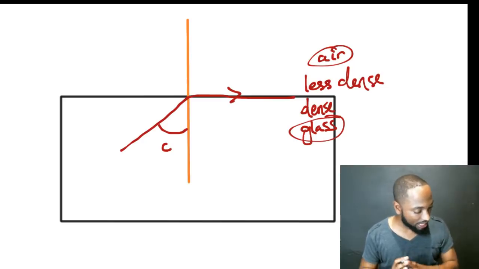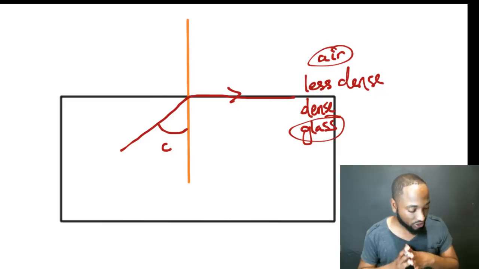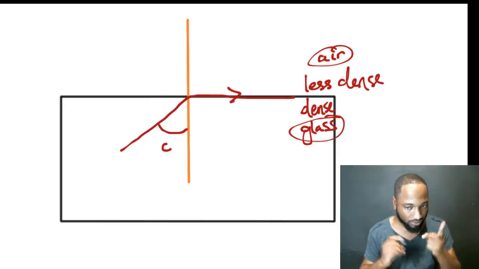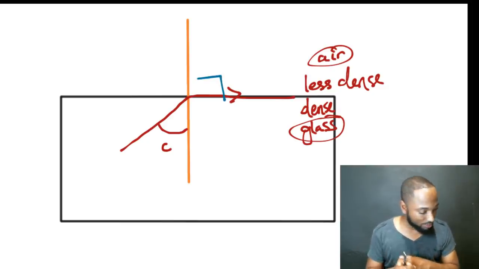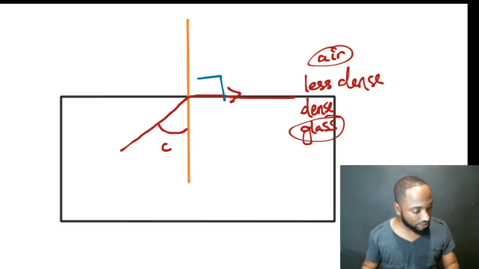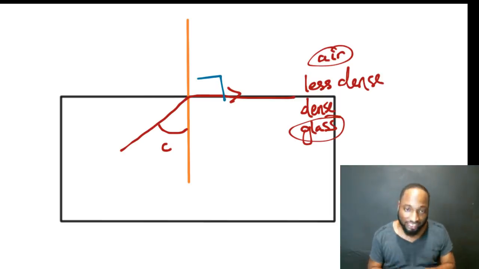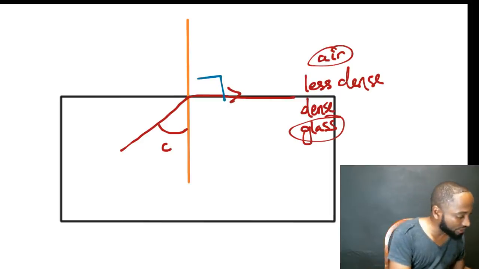The critical angle is the angle of incidence that gives an angle of refraction of 90 degrees, and that's when you're going from a more dense to a less dense medium. And total internal reflection happens when the angle of incidence exceeds the critical angle. And then the laws of reflection take place.